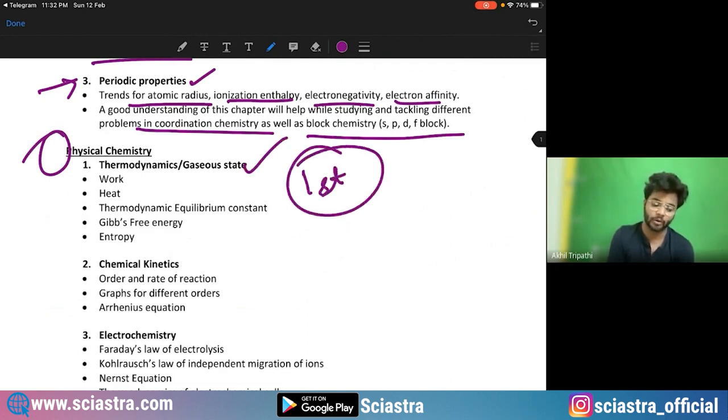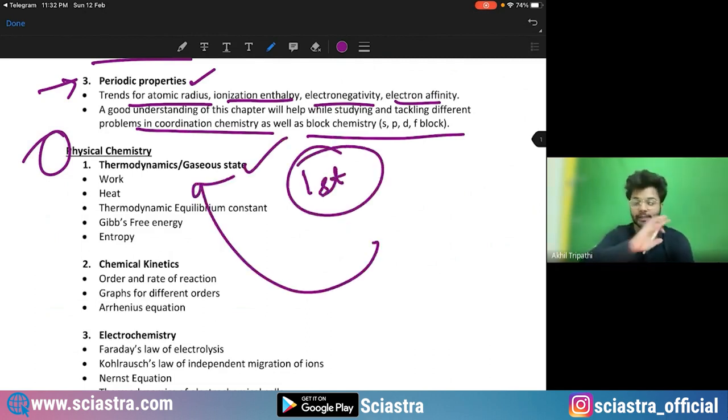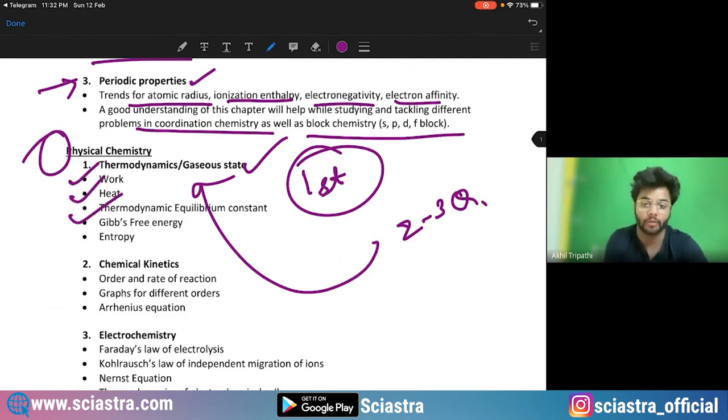Coming to physical chemistry, you first have thermodynamics. This is the top priority. Thermodynamics is guaranteed 2 to 3 questions. From where? From work, heat, thermodynamic equilibrium constant, Gibbs energy and entropy.